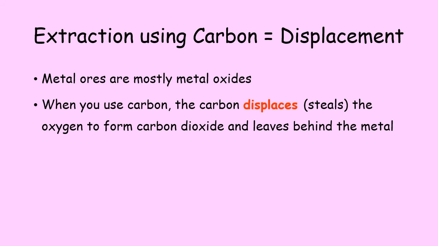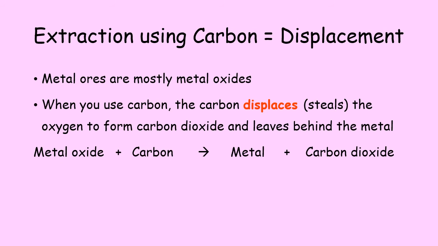Now, what's happening is we are doing what's called a displacement reaction. Now, most metal ores are mainly metals reacted with oxygen. So when you add carbon to the metal ore and use heat, the carbon displaces or steals the oxygen from the metal oxide to form carbon dioxide, and what gets left behind is the pure metal. So metal oxide plus carbon goes to metal plus carbon dioxide. So for example, iron oxide reacting with carbon forms iron and carbon dioxide.